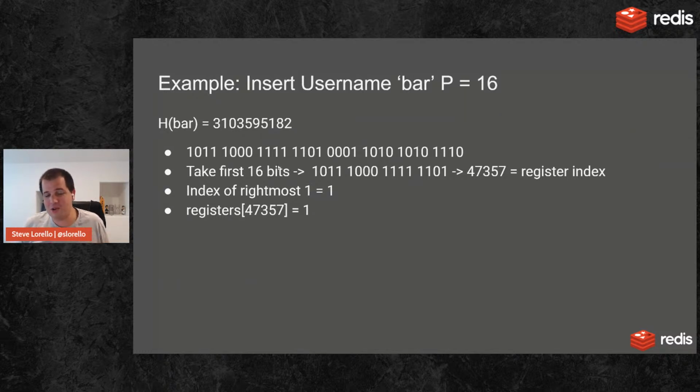So let's say we wanted to insert the username bar into a HyperLogLog that has p set to 16. So the hash of bar comes out to this large number, which is like 3.1 billion. And then we take this binary representation of this, and the first 16 bits in here, so these, come out to 47,357, which is our register index. And the index of the rightmost one in here is 1. So we set the register at that index to 1.